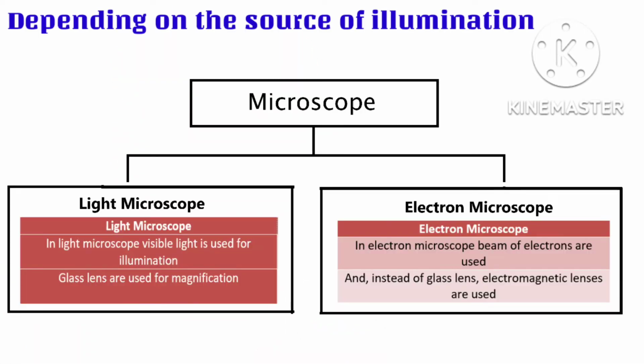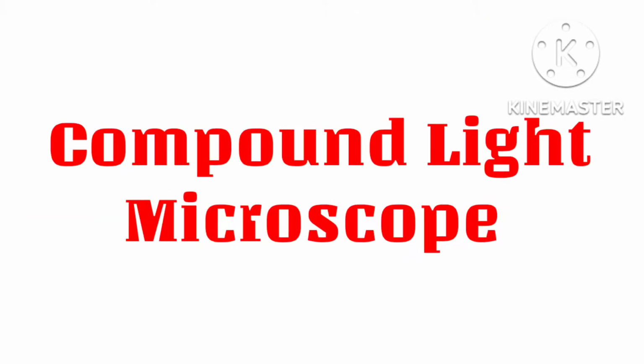Depending on the source of illumination, microscopes are further divided into two types. In light microscope, visible light is used for illumination and glass lenses are used for magnification. In electron microscope, beam of electrons are used, and instead of glass lenses, electromagnetic lenses are used. Lots of other differences are there between light microscope and electron microscope, but it will be discussed later. Now in this video, we will talk about compound light microscope only.